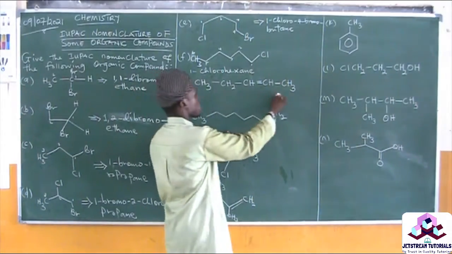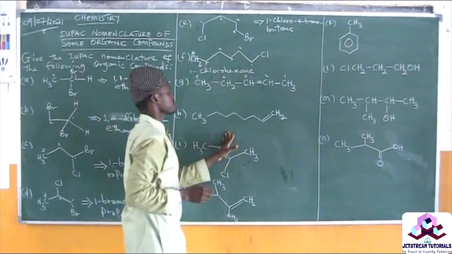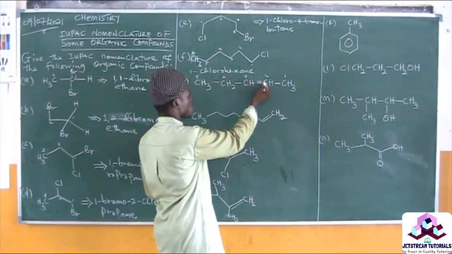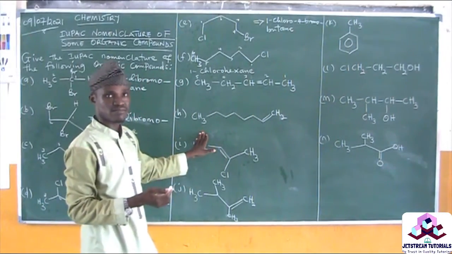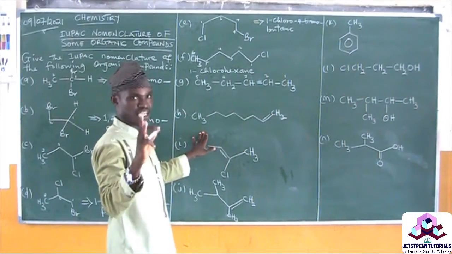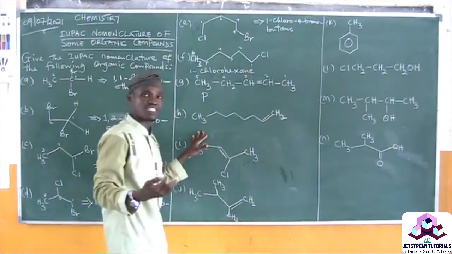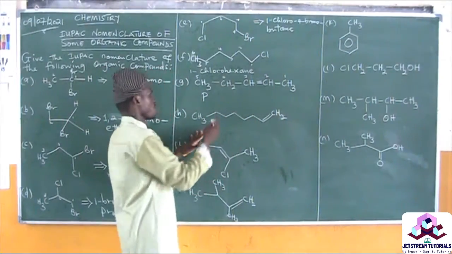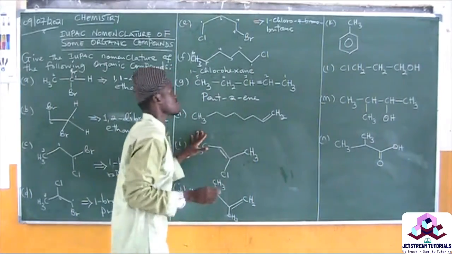Are we together? So now we have 1, 2, 3, 4, 5. Now in this case, the double bond is between carbon 2 and 3. So the parent name here is pentene, or we can say pent-2-ene. That is the parent name. So in this case, since there is no substituent group or pendant group attached to the carbon chain, we will just go ahead and say this is pent-2-ene. That is the name of the compound.